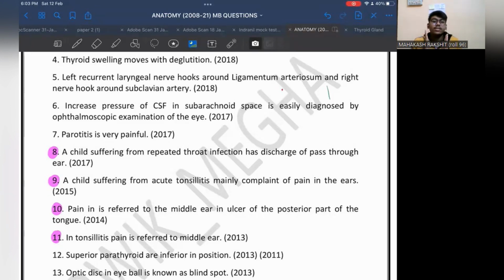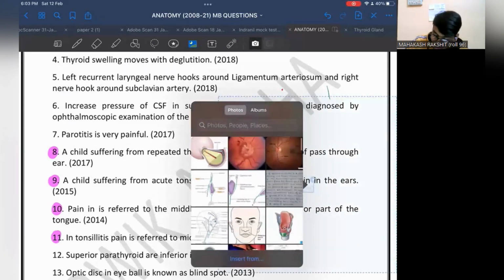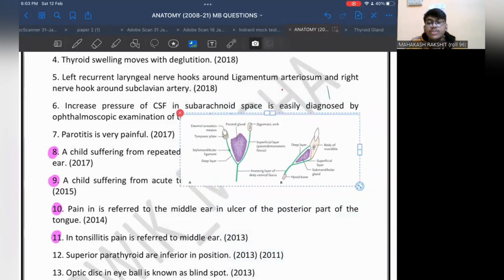The parotid gland is covered by false capsule and true capsule. True capsule is by its own stroma, but the false capsule of the parotid gland is formed by the deep cervical fascia, splitting of the deep cervical fascia. As the deep cervical fascia splits to enclose the parotid gland, let's see a diagram. Why not a diagram? Diagram is very important. Here, your favorite Vishram Singh book's diagram.